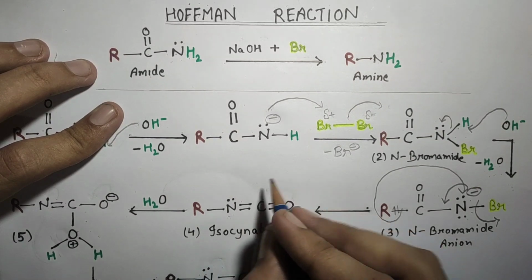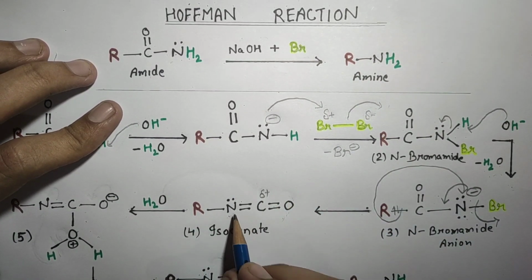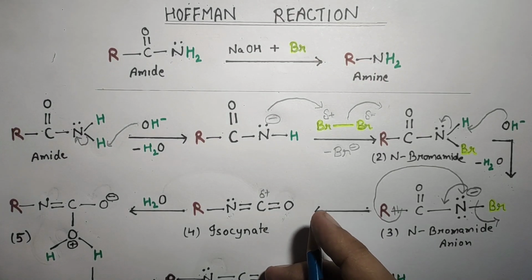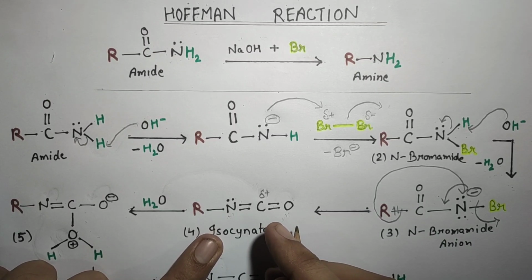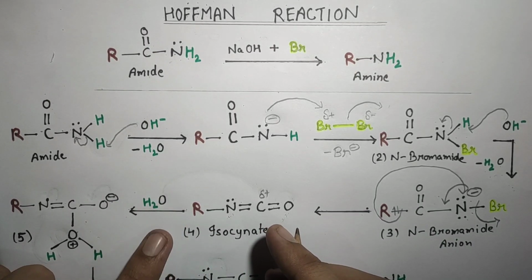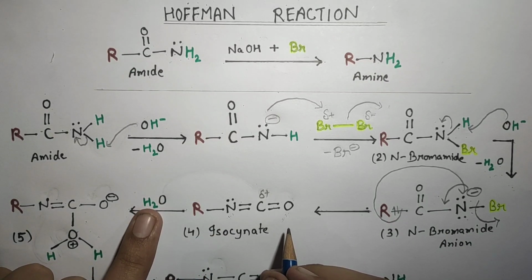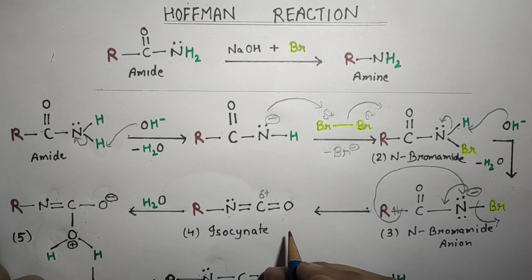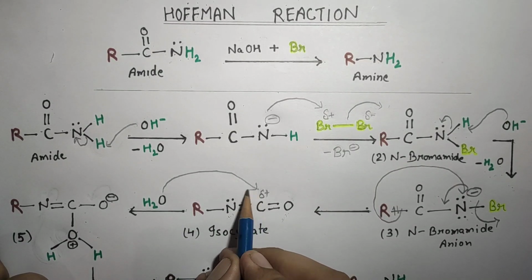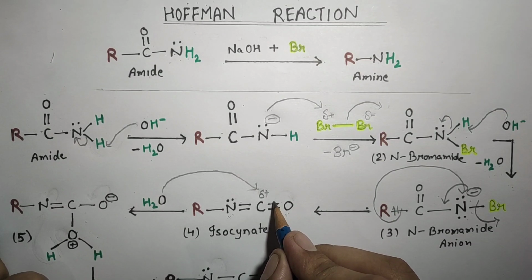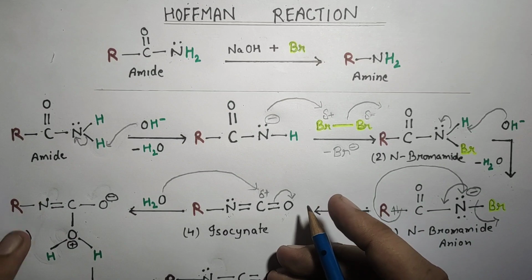The carbon atom of this isocyanate formed here is partially positive in nature because both nitrogen and oxygen are electronegative. So here in this step the hydrolysis of this isocyanate will occur. The water molecules formed in above steps will react with this isocyanate. The water will behave as a nucleophile here. The oxygen atom will donate its electrons to this carbon atom, and the electrons of this bond get shifted to oxygen, giving rise to this species.